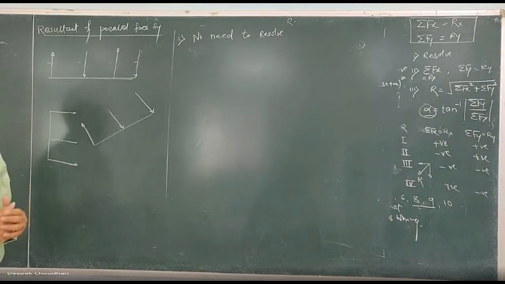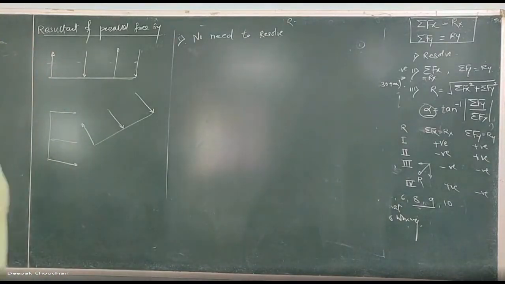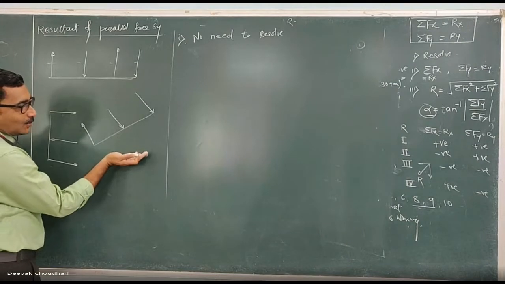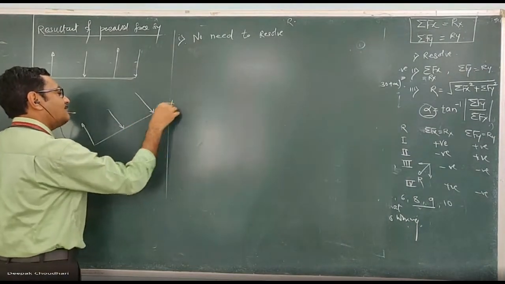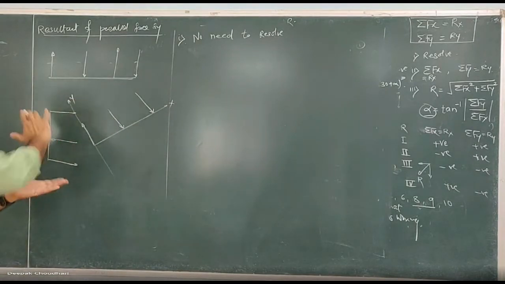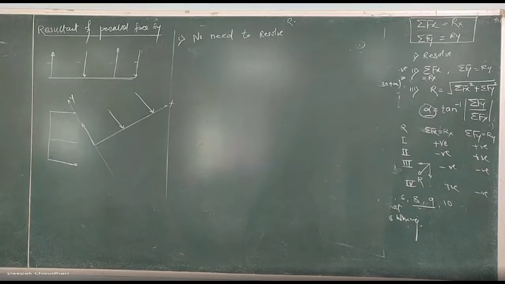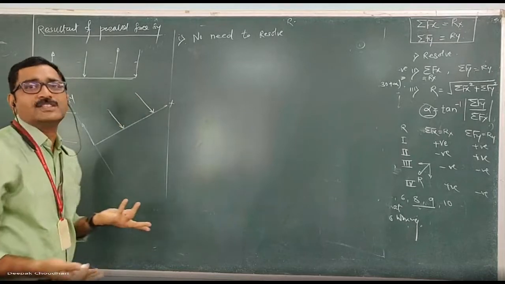So when the forces are inclined but parallel, in that case what you have to do, you can rotate the frame of reference itself. Here you can consider the x-axis along this and the y-axis along the line of action of these forces, so that all the forces are acting along the y direction. So summation of Fx will be 0 and you have to calculate only summation of Fy.